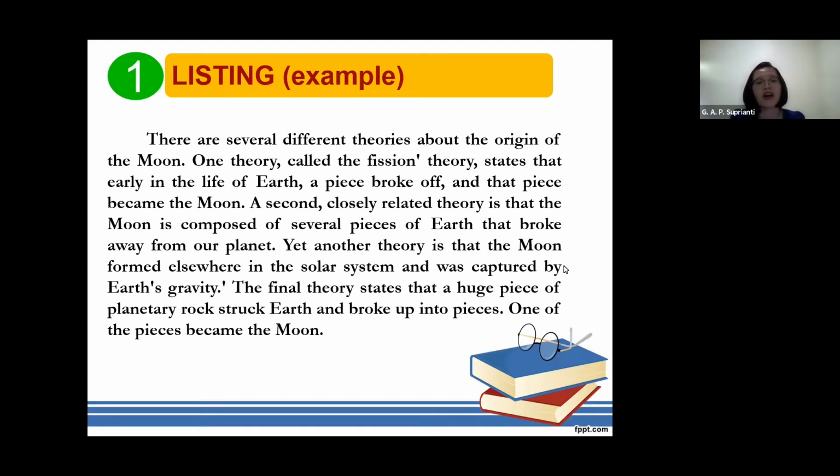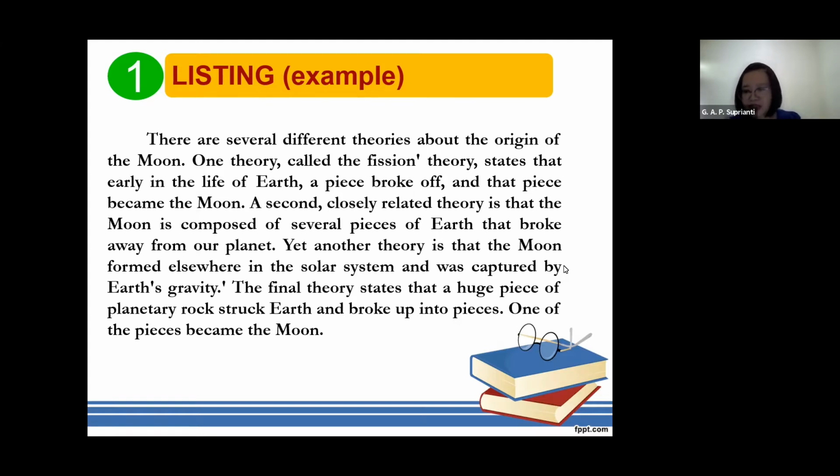After identifying the topic sentence, we have to look for the controlling idea. So this is about different theories about the origin of the moon. You will think like this: there will be more than one theory, right, about the origin of the moon, because it is mentioned several. It must be more than one. How many? Let's take a look at how many theories.